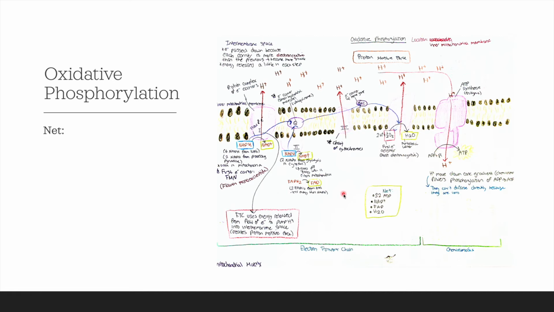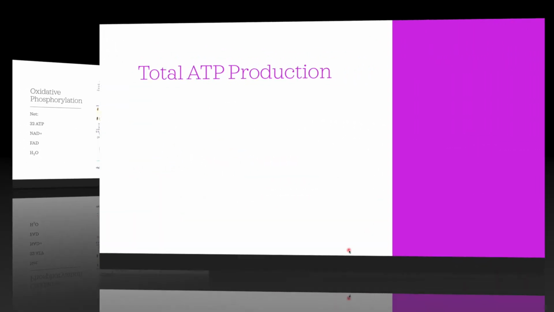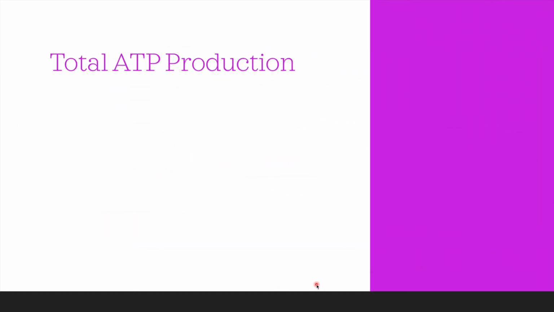The net products from oxidative phosphorylation are 32 ATP, NAD+, FAD, and water. Now that we have gone over all the stages of cellular respiration, let's count up all the ATP that was produced.